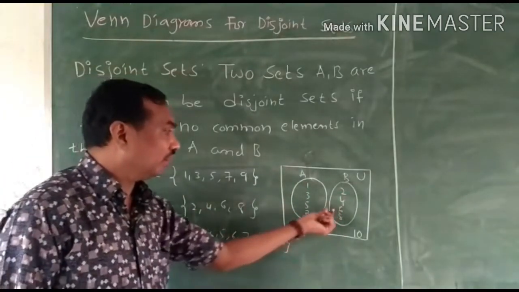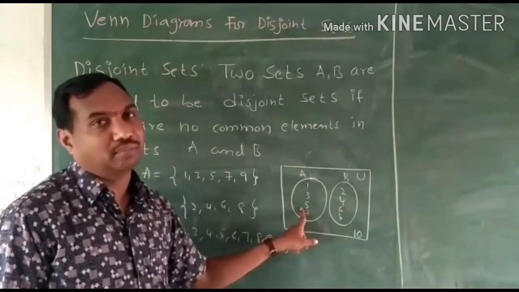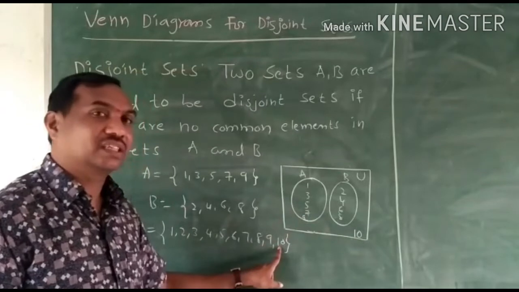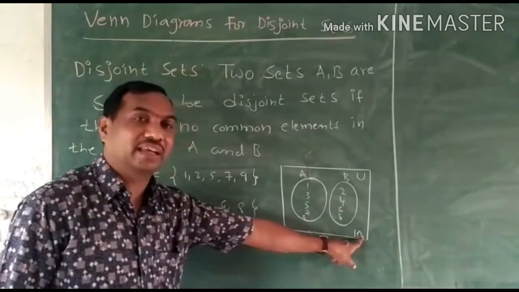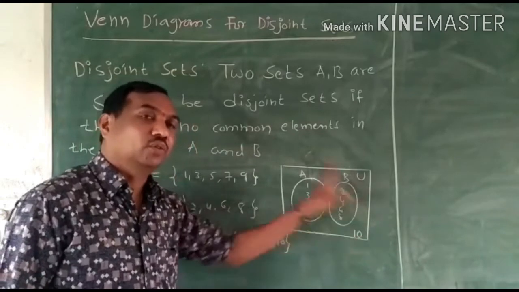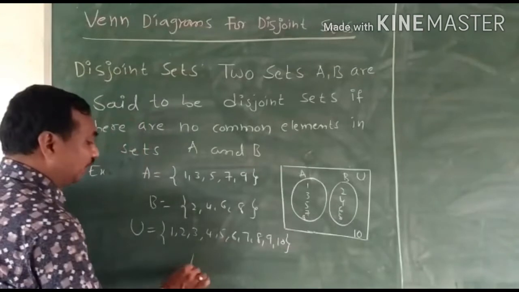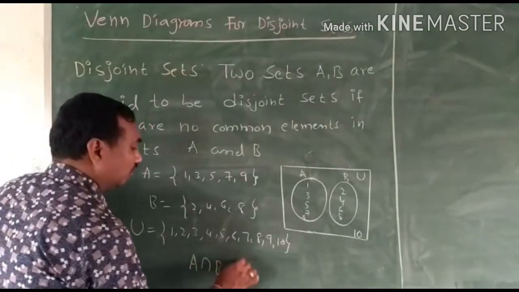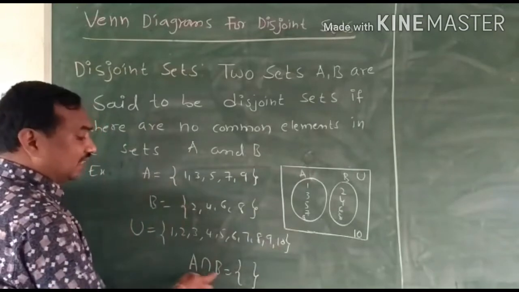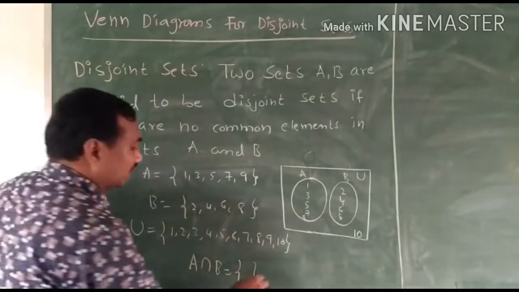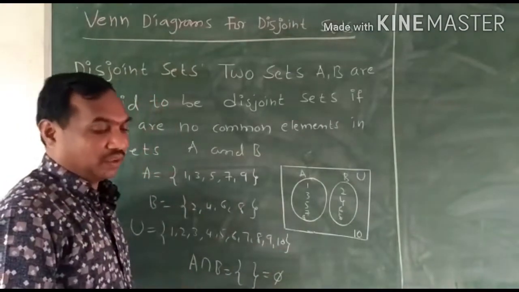So I have taken below 10 even numbers and below 10 odd numbers. The only element, 10, is not covered in A or in B, so that's why I am taking the universal set. These are called disjoint sets. Simply we can say that if A intersection B equals the empty set, because there are no common elements, then these types of sets are called disjoint sets.